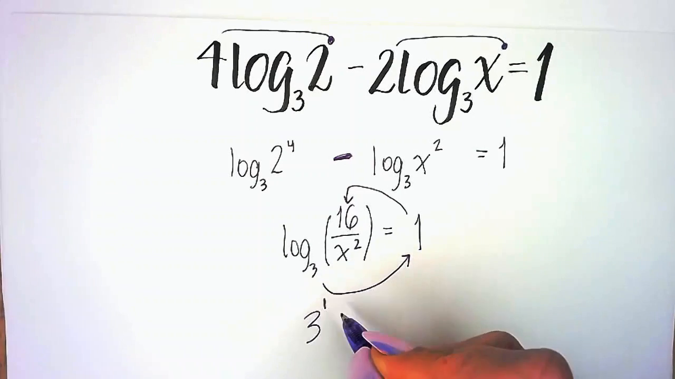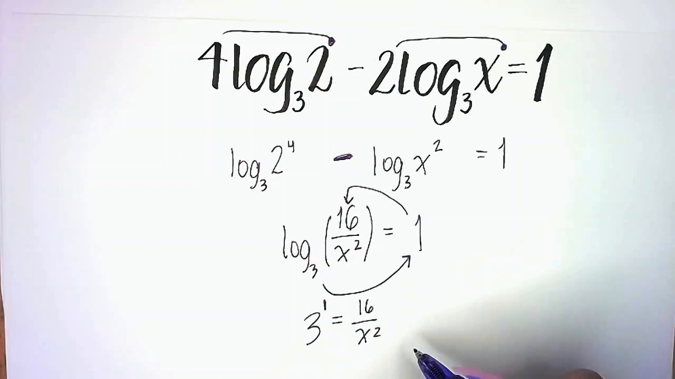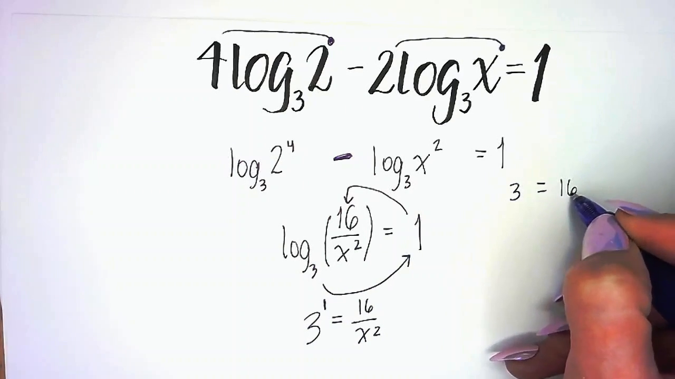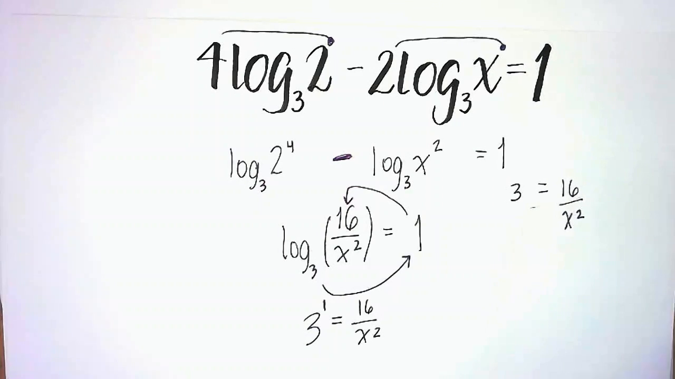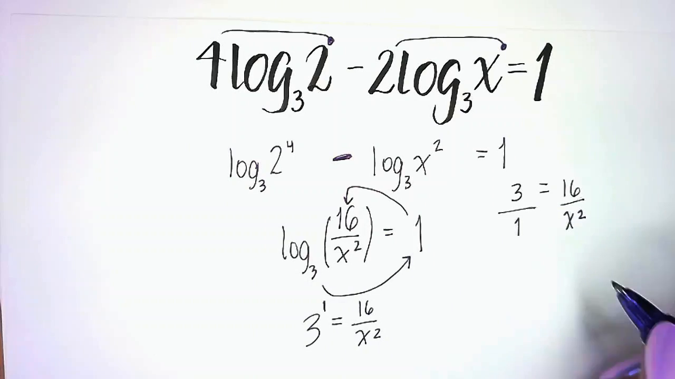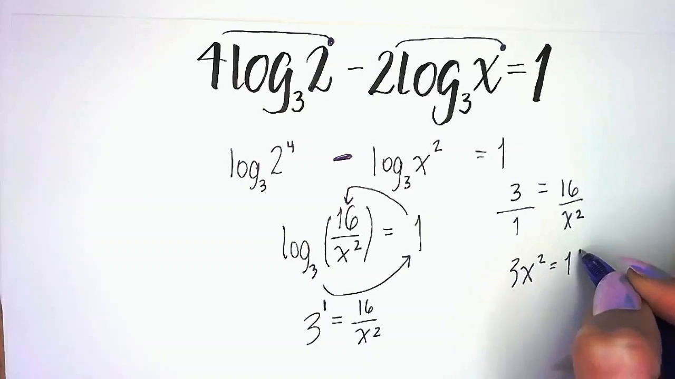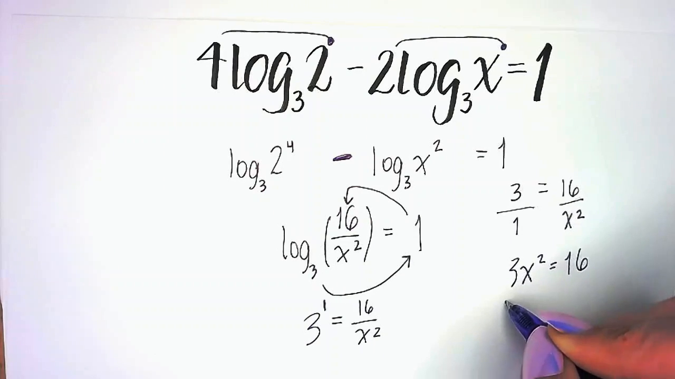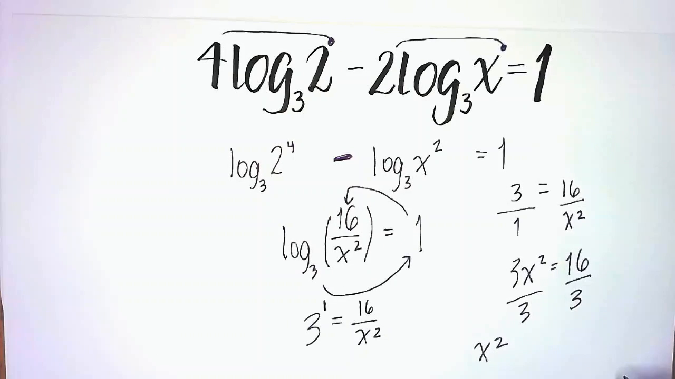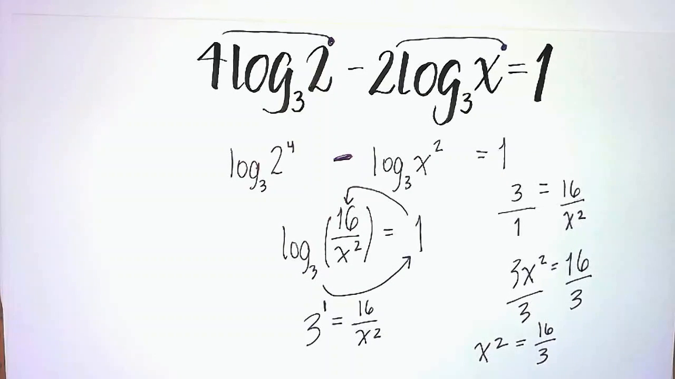3 to the 1 equals 16 over x squared. 3 to the 1 is obviously 3. 3 equals 16 over x squared. That 3 is really over 1. 3x squared is 16. X squared is 16 over 3.